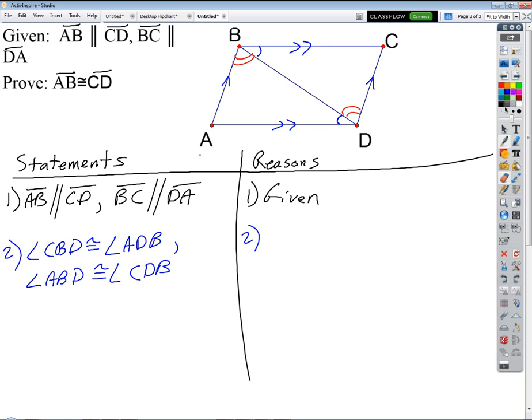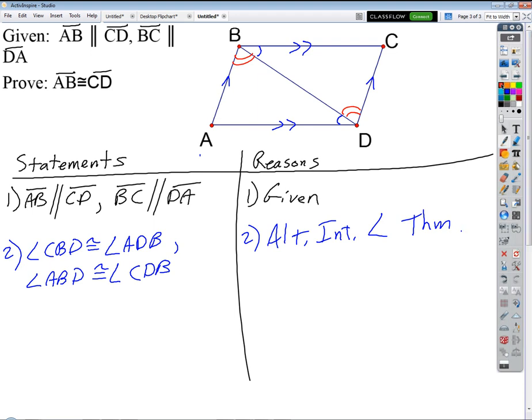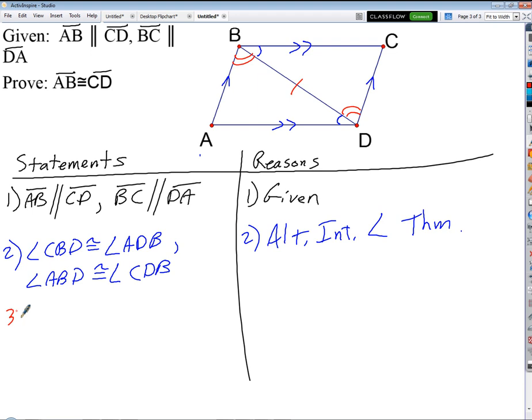So this one would have been the alternate interior angle theorem. Good. And then what was the next one? Okay, but in order to do that, we've got to probably say that, right? We'd have to say side BD is congruent to itself by what? Reflexive property, good.